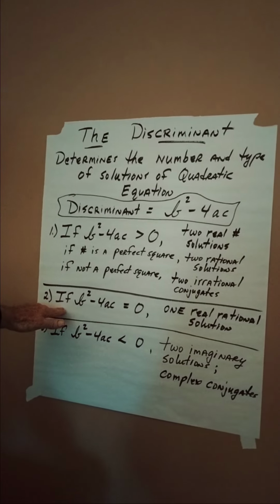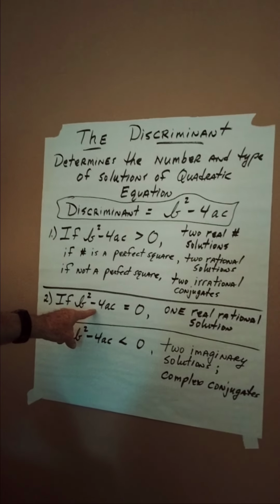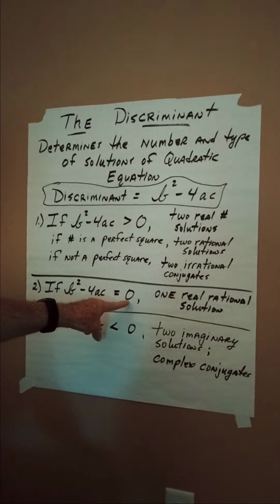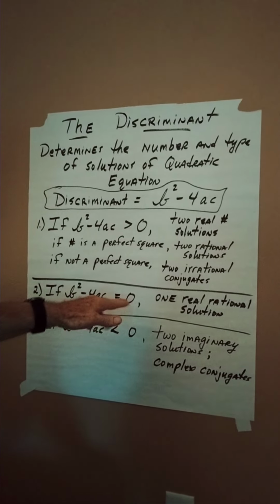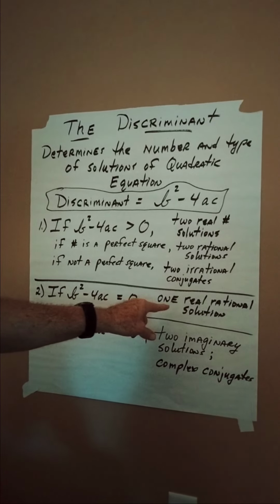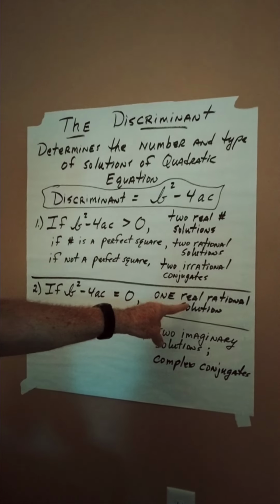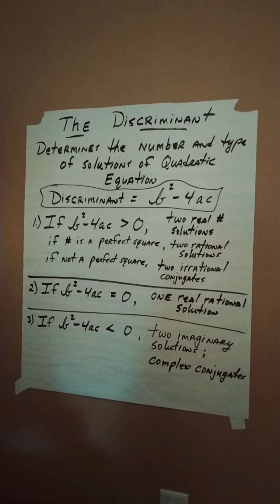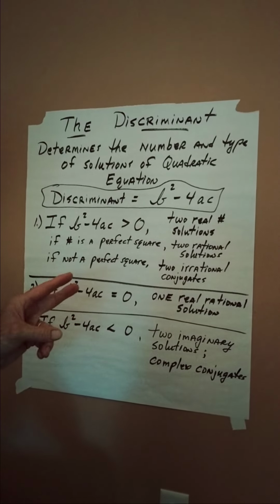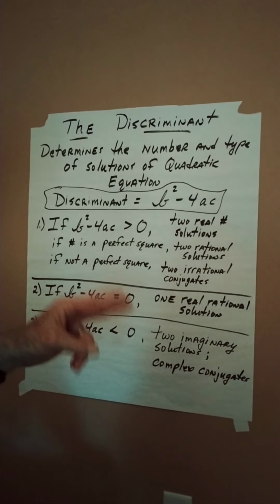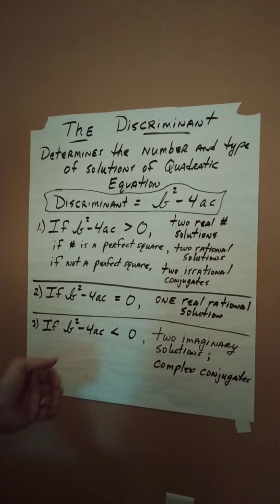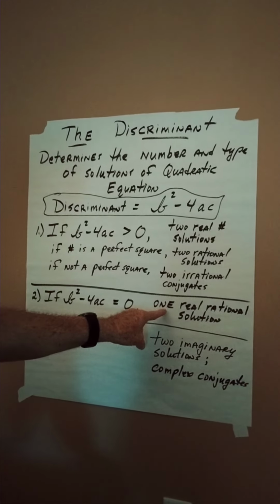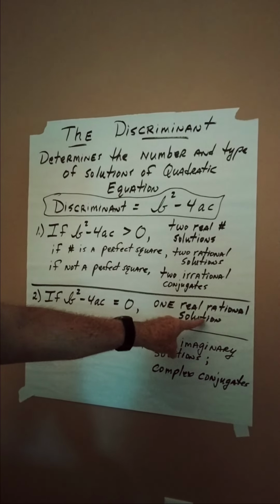Condition number 2. If the value of the discriminant is equal to 0, not less than, not greater than, but equal to 0, there will be one real rational solution. It's actually a double root solution. It's the same solution that appears twice. So we ordinarily just say that there is one real rational solution.